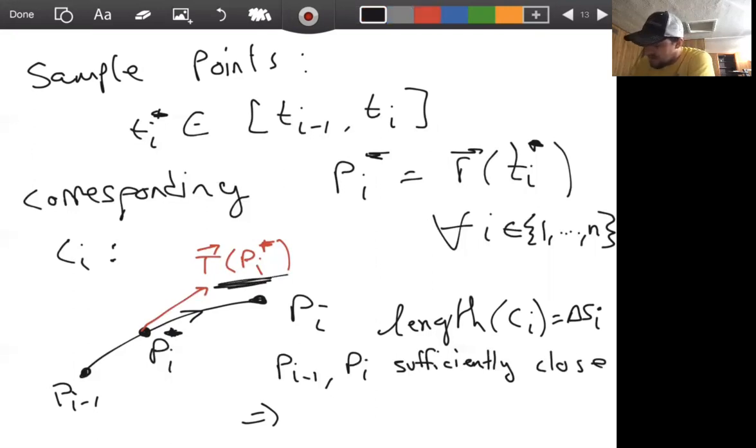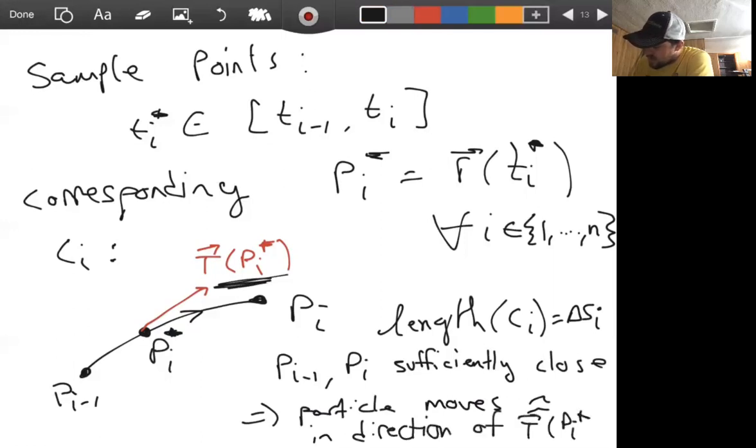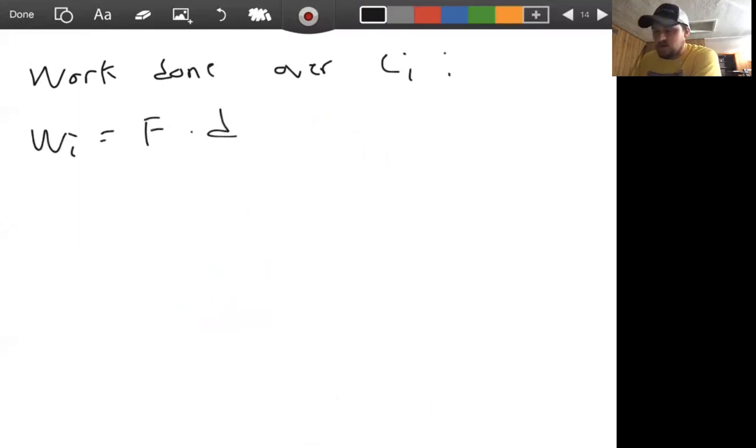So what this means is the particle moves approximately in the direction of the unit tangent vector at this point. And so now let's calculate the work done to move a particle from t_{i-1} to t_i. The work done over C_i. Well, we know what this is, right? Work is force times distance. So what's the force? Well, the force is going to be whatever the vector field is doing at this point. Remember, we have a vector field here that's representing our force field. And so the force is this vector field.